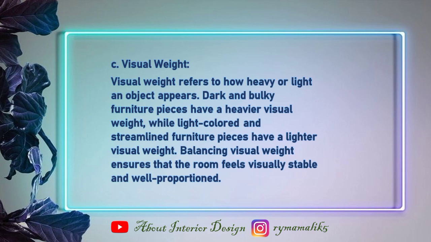C. Visual weight. Visual weight refers to how heavy or light an object appears. Dark and bulky furniture pieces have a heavier visual weight, while light-colored and streamlined furniture pieces have a lighter visual weight. Balancing visual weight ensures that the room feels visually stable and well-proportioned.